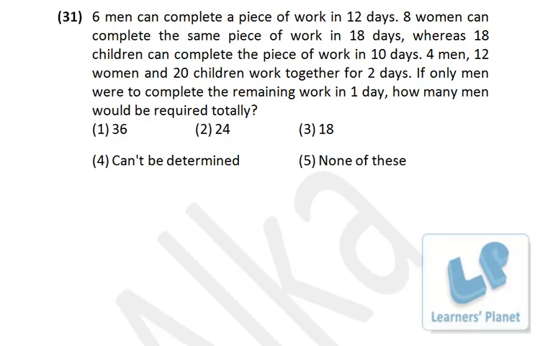Now 4 men, 12 women and 20 children work together for 2 days. Now if only men were to complete the remaining work in just 1 day, how many men would be required totally? Okay. Now once again see, after these 2 days we just have 1 day, and for the last day only men have to work. So what we can do is we just can convert the capacity of women and children to the capacity of men, right? We can convert.